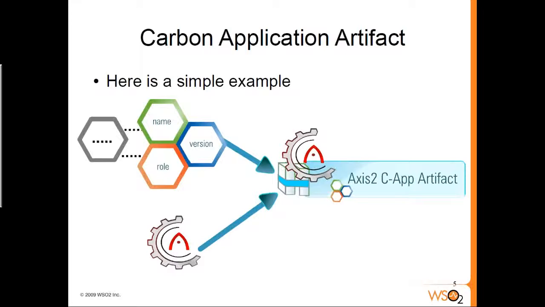If you take a look at what a Carbon Application Artifact consists of, it has a name, a version, and a role. These three properties make each and every Carbon Application Artifact unique.